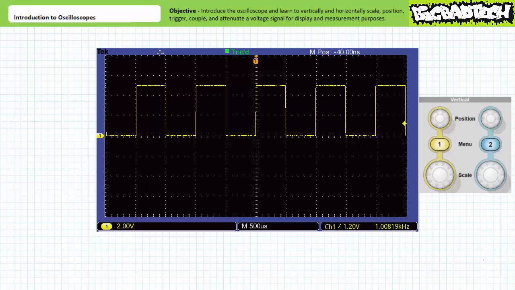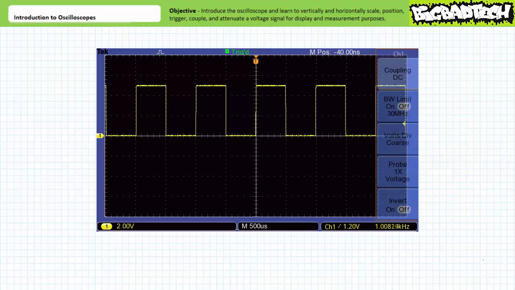To access the coupling menu for a specific channel, go to the menu of the channel of interest by pressing the menu button immediately above the scaling knob. This is yet another button you have been granted specific authorization to press. This opens the channel menu on the screen.